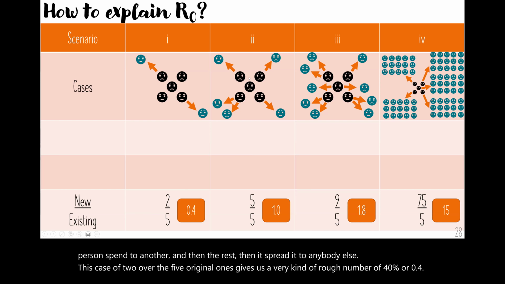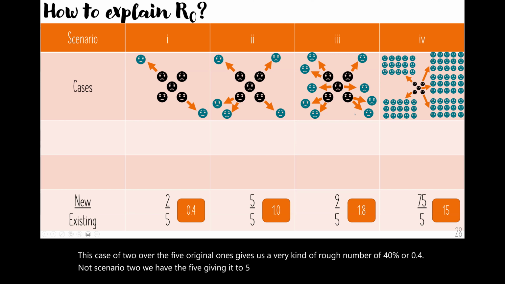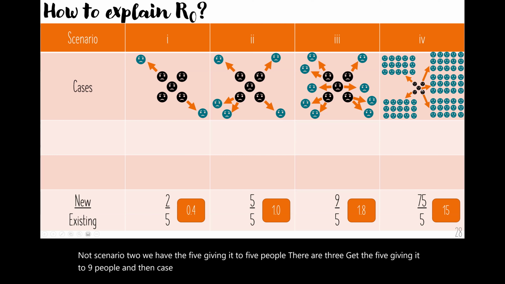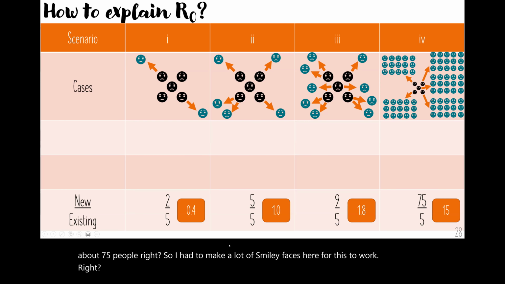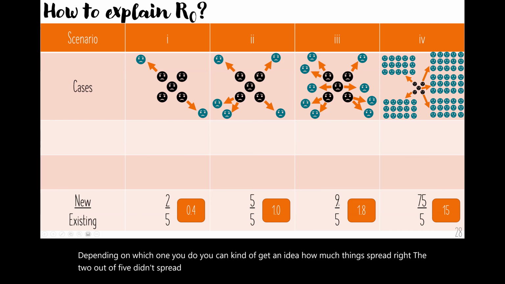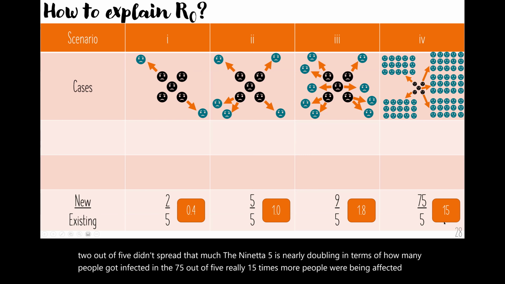Now in scenario 2, we have the 5 giving it to 5 people. Scenario 3, we get the 5 giving it to 9 people. And then situation 4, I should say, we have 5 people giving it to about 75 people, right? So I had to make a lot of smiley faces here for this to work, right? Now, depending on which one you do, you can get an idea of how much things spread, right? The 2 out of 5 didn't spread that much. The 9 out of 5 was nearly doubling in terms of how many people got infected. And the 75 out of 5, really 15 times more people were being infected per each individual person, right?